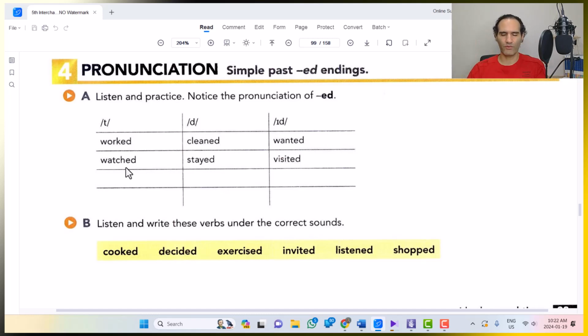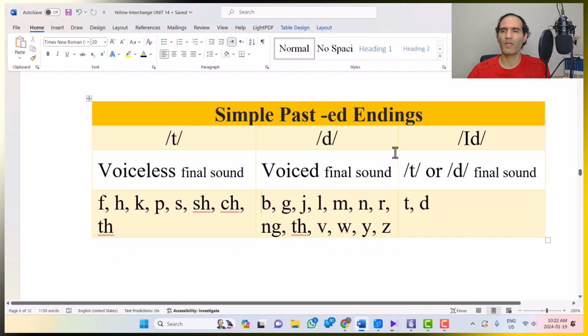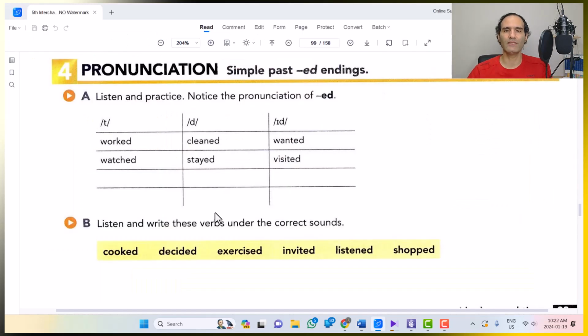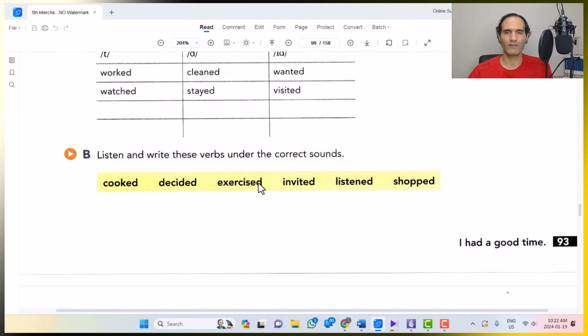I'll wrap it up for you very quickly one more time. First, if the final sound of the verb is t or d, it is id. Put it aside. Other than these two, if the final sound is voiced with vibration, it is d. If it is voiceless, it is t. Easy? Easy peasy.